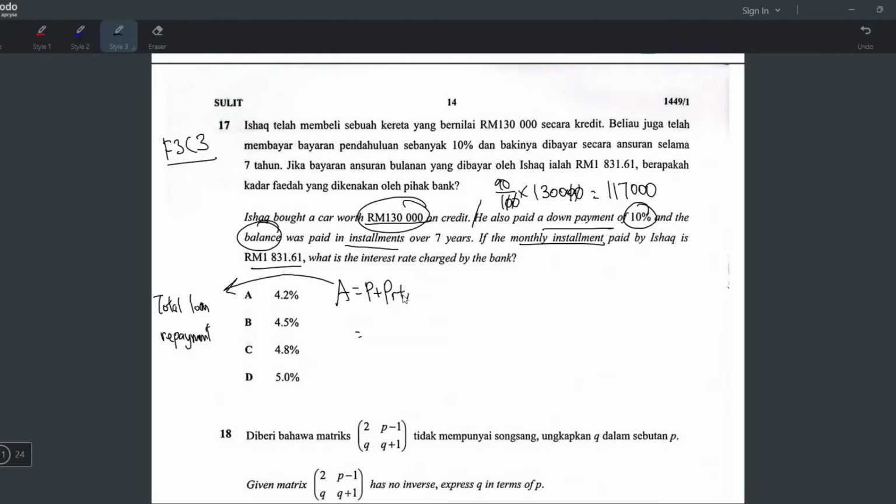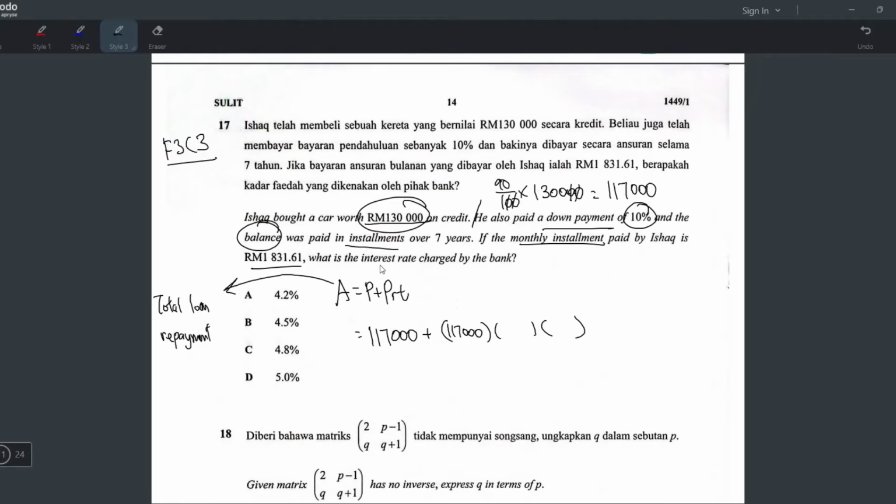Okay, let's continue. 117,000 itu bukan jawapan. Itu amount yang you pinjam dekat bank. Tapi bila you pinjam bank, dia akan ada interest. That is why when you bayar balik the total loan repayment, dia takkan jadi 117,000. Dia akan jadi 117,000 plus with the interest. Okay, and the formula is PRT. So P is 170,000 times with the rate.